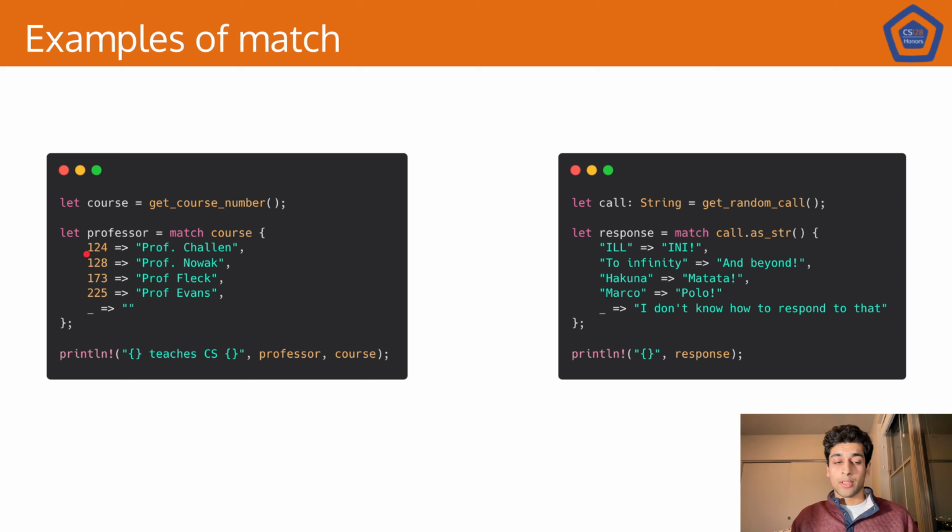I want you to notice that there's a pattern on the left side, followed by this little arrow notation, and then a value or an expression on the right side. And so match statements are a comma-separated list of these arms.